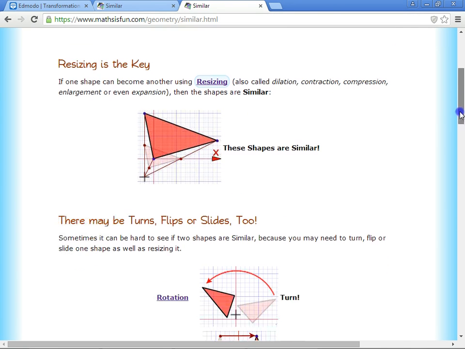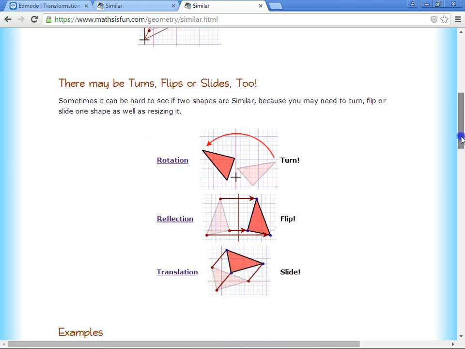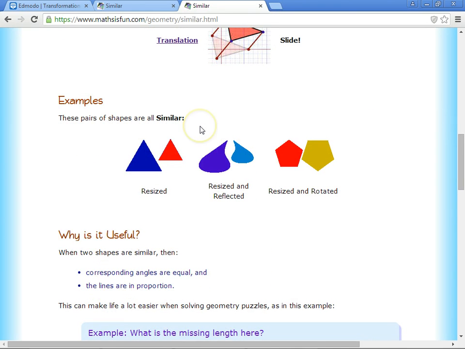It can be hard to see if two shapes are similar because you may need to do turns, flips, and slidings as well, as you will see in the upcoming gizmo. A couple examples of similar shapes. You have one that's been just resized, our triangle example from above. You have these dewdrops, so to speak, that have been resized and reflected. And then our pentagons here, the red pentagon and the gold pentagon, there's been some resizing, and it looks like about a 45-degree clockwise rotation from red to gold.